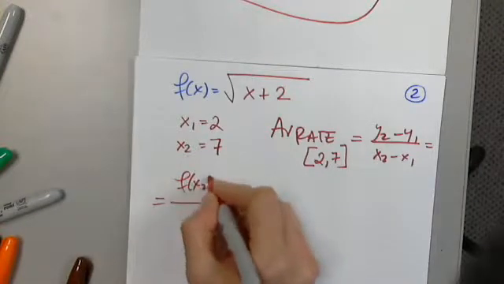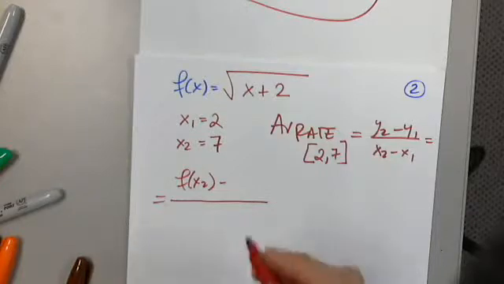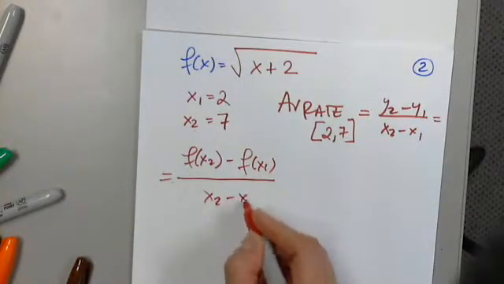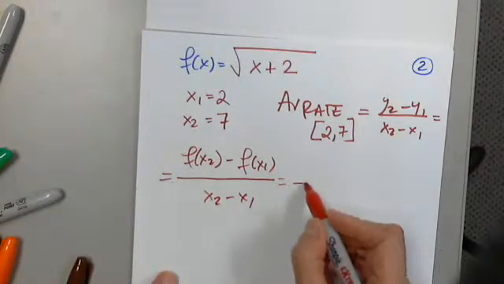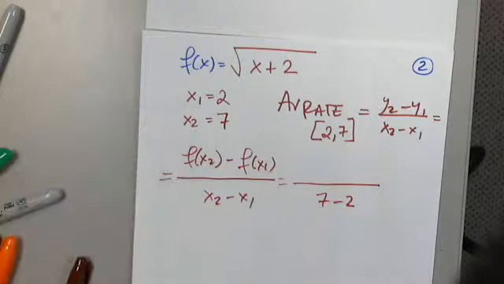Excellent. F of x2. And instead of y1, very good. And x2 minus x1. The denominator is very clear. It's 7 minus 2. Agreed? It's y2. I'm sorry. If x, it's x2 minus x1. Well, what about the numerator?